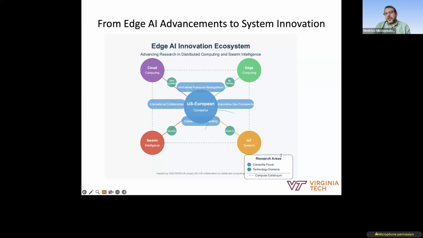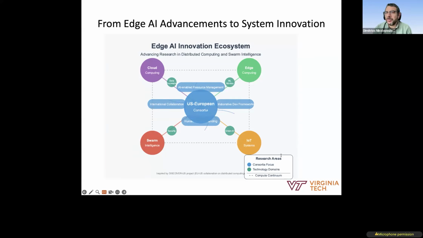Okay, so I'm going to move towards finishing here, and hopefully leave some time for questions. I'd like to shift from technical specifics of diffusion model acceleration and the other systems that we discussed to a broader research vision, one that is inspired by a project that I am coordinating. It's a US Ireland project.